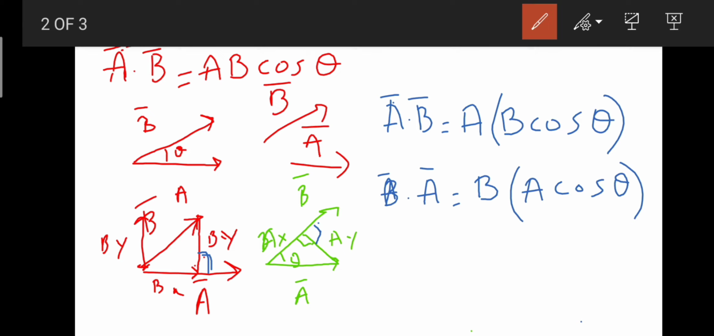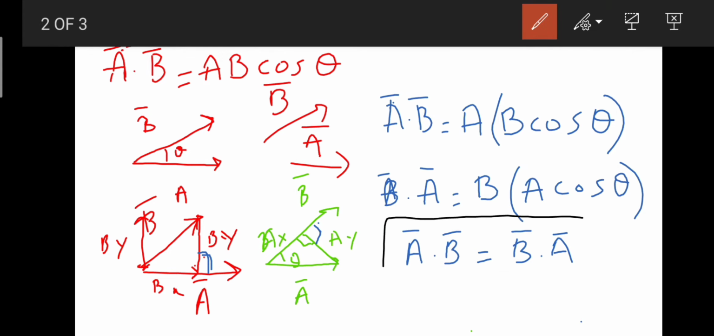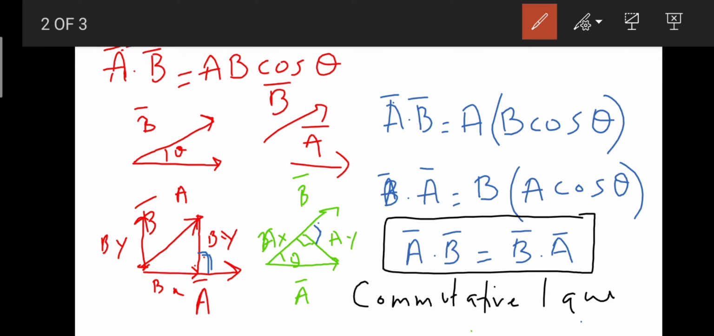So that's how we see that the product of a dot b is basically equal to ab cos theta, and the product of b dot a is equal to ba cos theta, which ultimately becomes ab cos theta. So I can write the condition a dot b is equal to b dot a. This is the main characteristic of the dot product, that the commutative law holds in the case of the dot product, or the scalar product. So this is the verification of that.